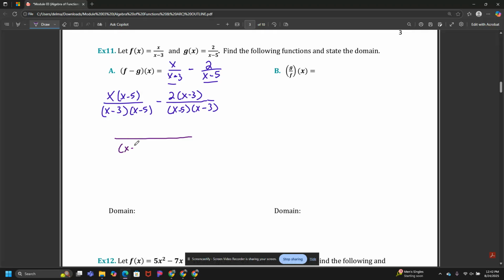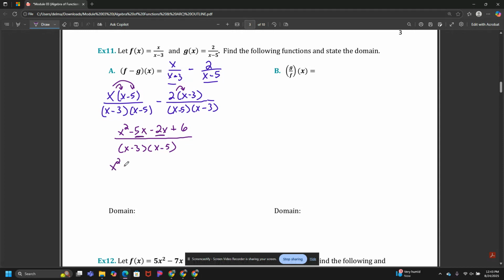So it's all going to have x minus 3 times x minus 5. And then I'm just going to do some distributing. x times x is x squared. x times negative 5 is negative 5x. 2 times x, that's a minus sign, so let's make sure we carry that. A negative 2x. But a negative 2 times a negative 3 makes a positive 6. Remember, this is a negative 2. Negative 2 times negative 3, positive 6. Okay. So now we can combine those like terms here.